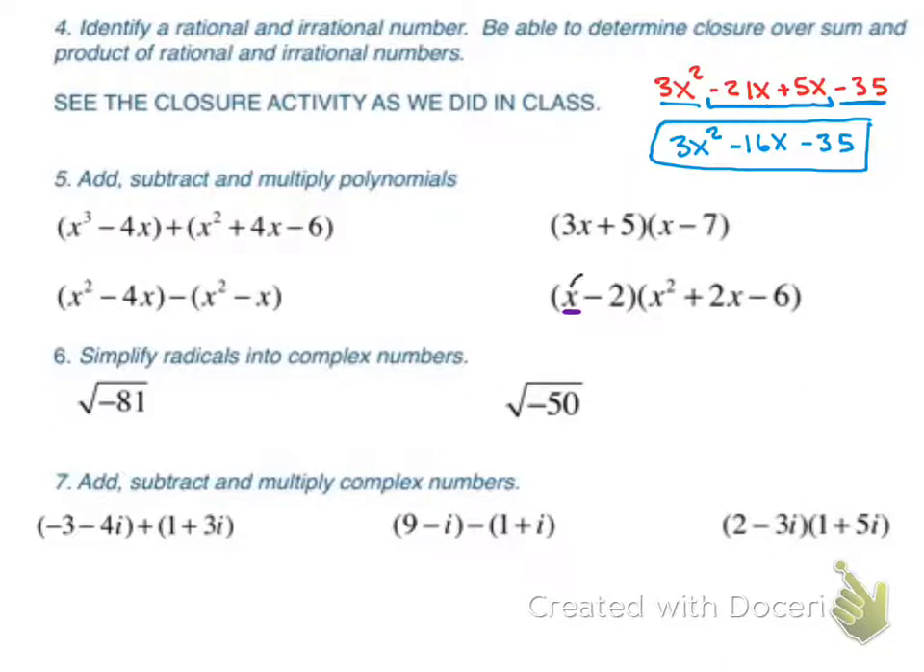So now we have x times x squared, right? Remember, when you're multiplying like bases, you add the exponents. So x times x squared gives us x to the third. X times 2x, right, that's a 1 there. That gives us 2x squared, so plus 2x squared. X times negative 6 is negative 6x. Okay, then we look at our negative 2, right? 'Cause that minus sign sticks with that 2.